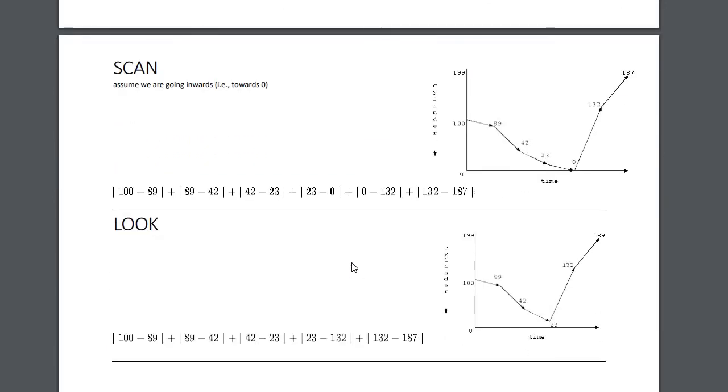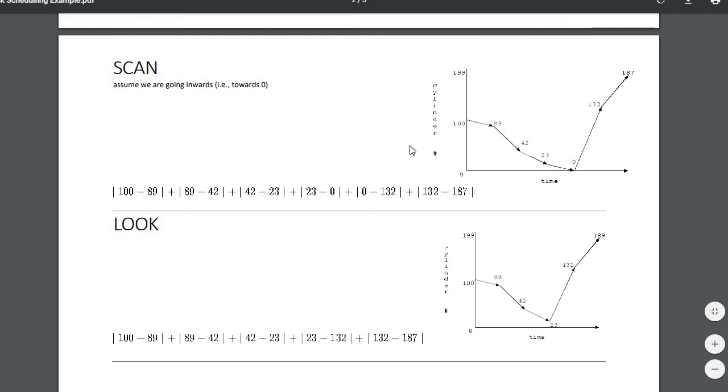Then there is another one which we call SCAN, which is basically an elevator technique, and in SCAN we need to move in one single direction. So if we are at 100, either we can go up or we can go down. In this example we are moving towards 0, so we are moving inwards.